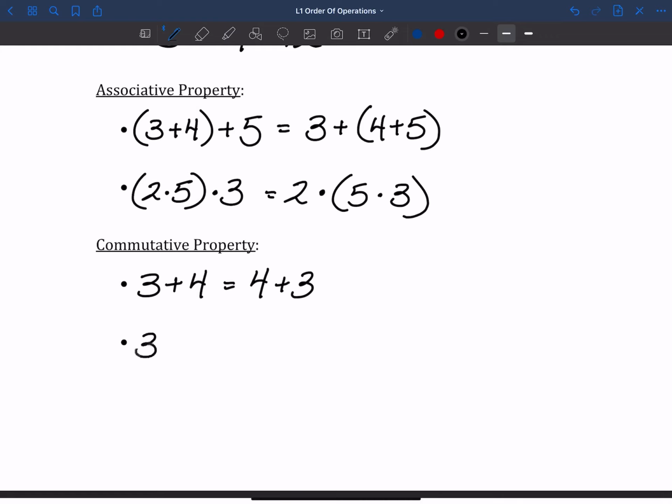Same thing goes for multiplying. If I do 3 times 4, it's the same thing as 4 times 3. So with the associative and commutative properties, it's just another way of showing things that can be the same no matter what way you order them.